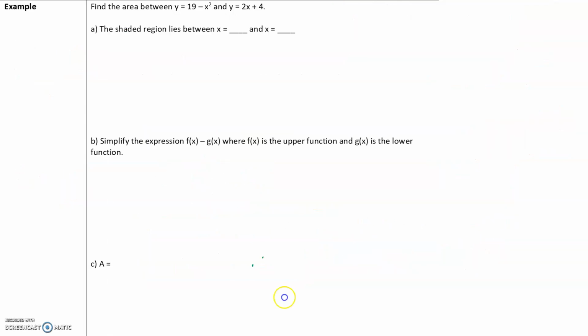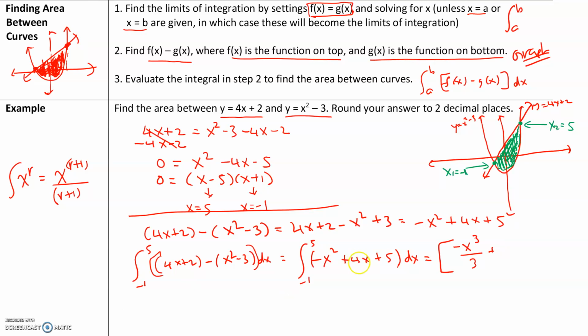Plus, we got 4. This is x to the first, so r plus 1 is 1 plus 1, which is 2, divided by r plus 1, which again is 2. And then we have plus 5x. And this is from negative 1 to positive 5.